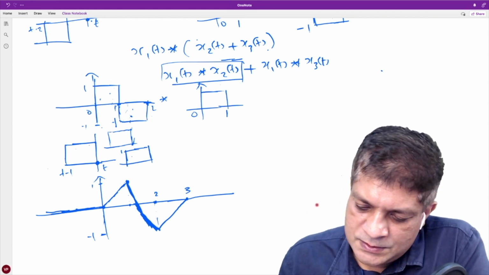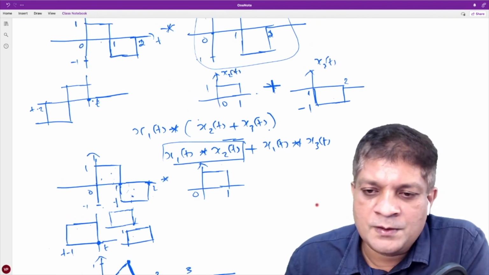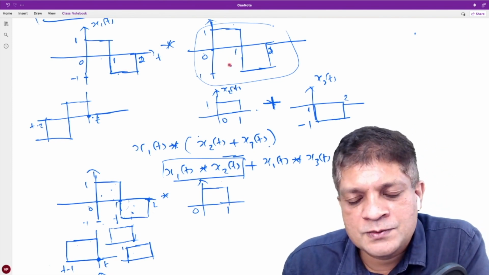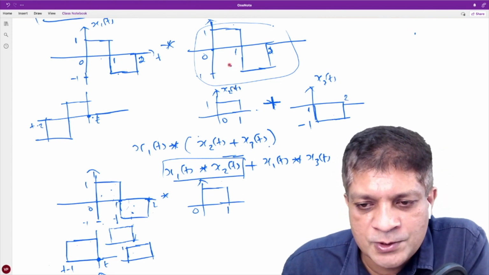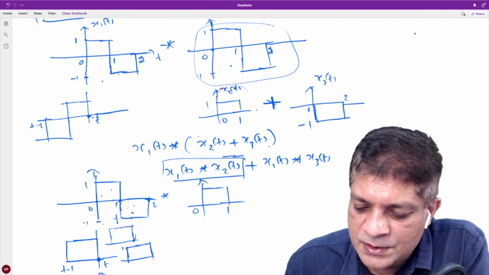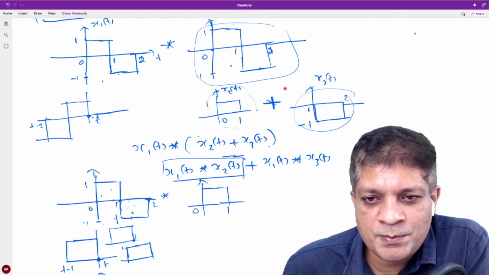Now tell me, what is the convolution? Our objective is to find the convolution of these two signals. What we are doing is using the distributive property of convolution to simplify that. So first we found this. Now what about this? Can we use a property?